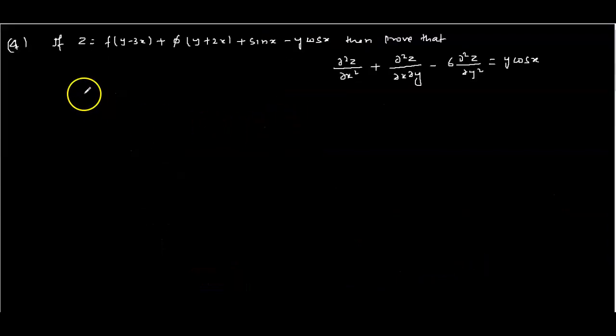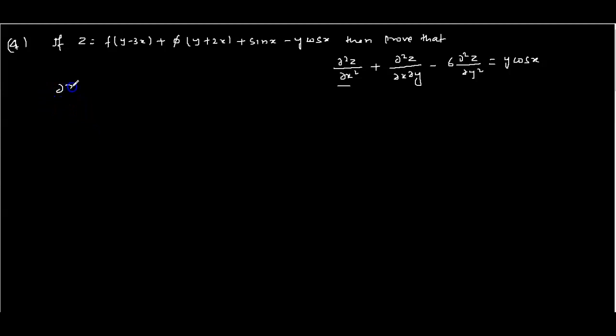So next, this question is given here: z is equal to this one, and we have to prove that del square z by del x square plus del square z by del x del y minus 6 times del square z by del y square is equal to y cos of x. So let's try here. First we will find this one.